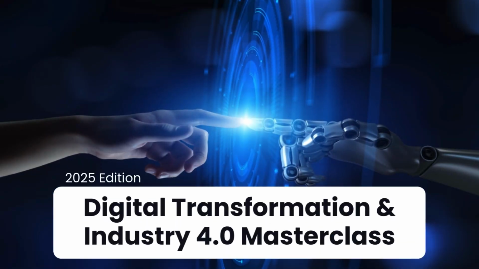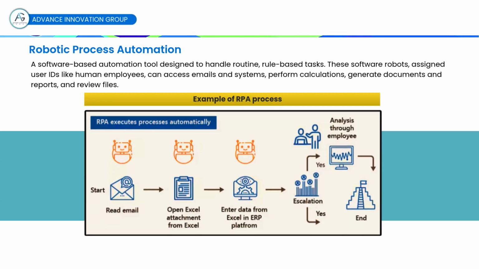RPA and Beyond. Welcome everyone to this session titled RPA and Beyond, part of the Digital Transformation and Industry 4.0 Masterclass by Advanced Innovation Group. In this module, we'll explore robotic process automation and its evolving landscape. We'll also touch upon complementary technologies such as cloud, blockchain, and 3D printing, understanding how they interconnect and power modern digital enterprises.